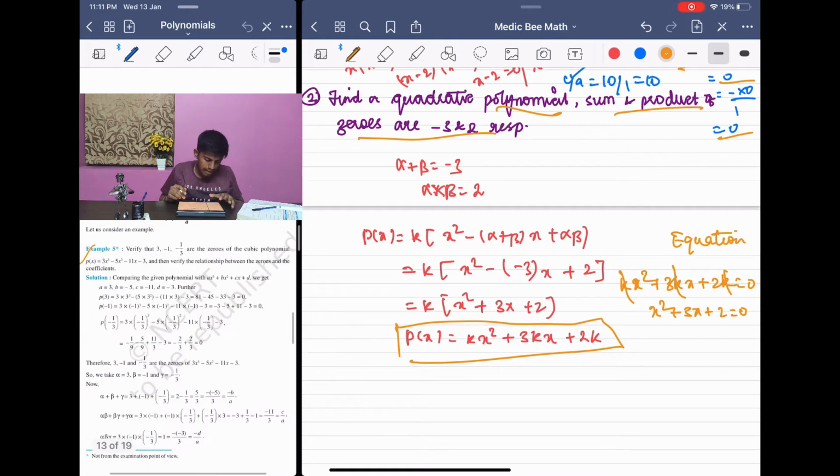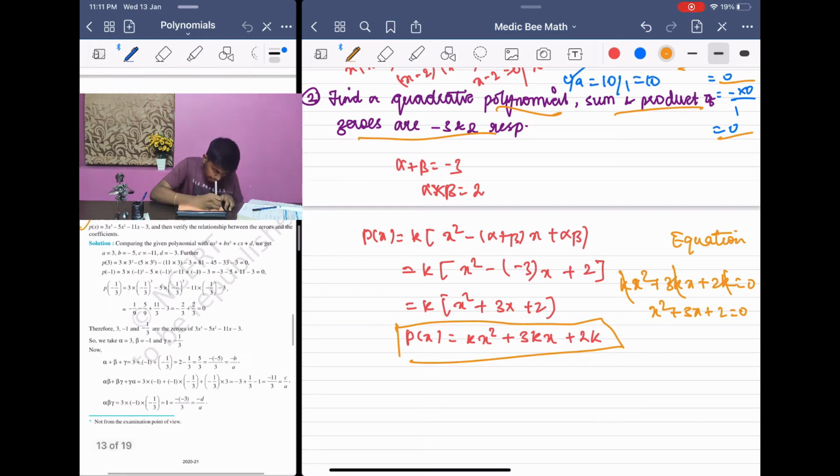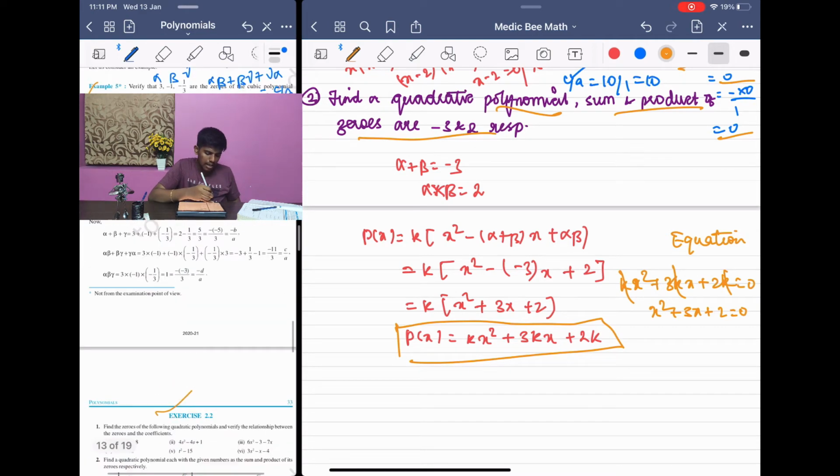Next, they are giving this fifth sum. They have given these 3 roots and the polynomial itself, and they are asking you to verify the relationship. Here they have given the 3 roots. You name them as alpha, beta and gamma. Alpha plus beta plus gamma is minus b by a. Verify, see. Alpha beta plus beta gamma plus gamma alpha is c by a. Alpha beta gamma is minus d by a. Verify all three, and see that it works.